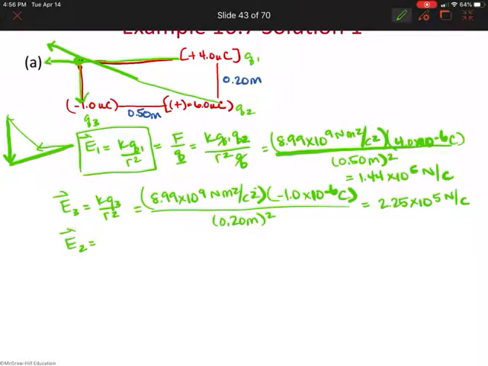All right, now electric field 2. So we have K Q2 over R squared. Plug in your numbers again.